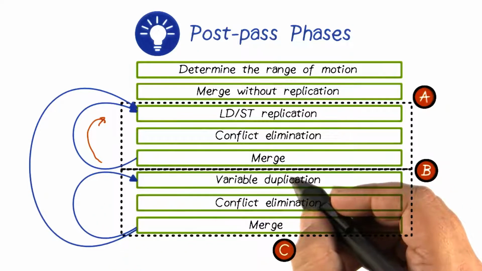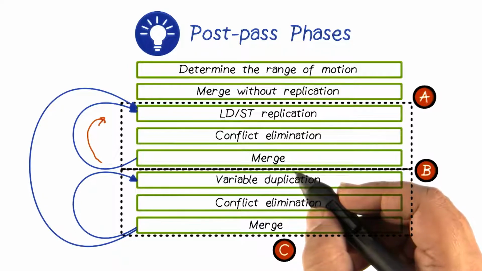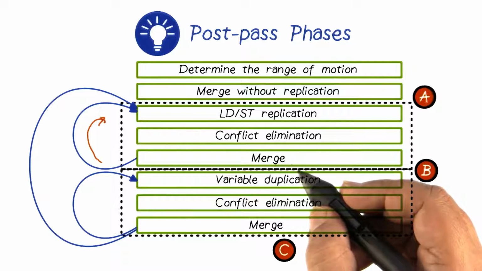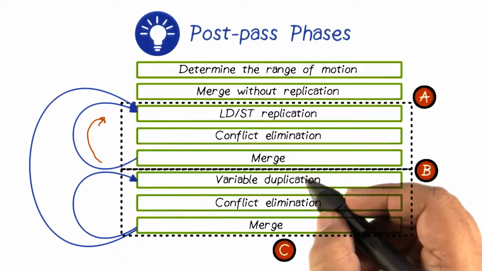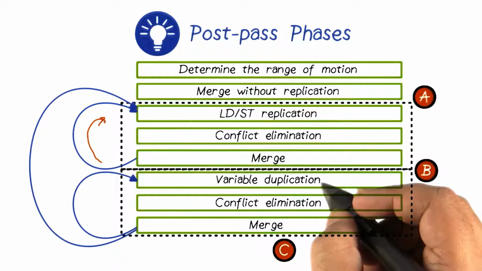Once we have done that, and after we exhaust all these opportunities of replicating the load stores, we look at newer opportunities for duplicating the variables. Remember, in the beginning of the lecture, we looked at how certain opportunities could become available if the variable were to be present in both X and Y banks, and that is where this particular phase comes into picture.